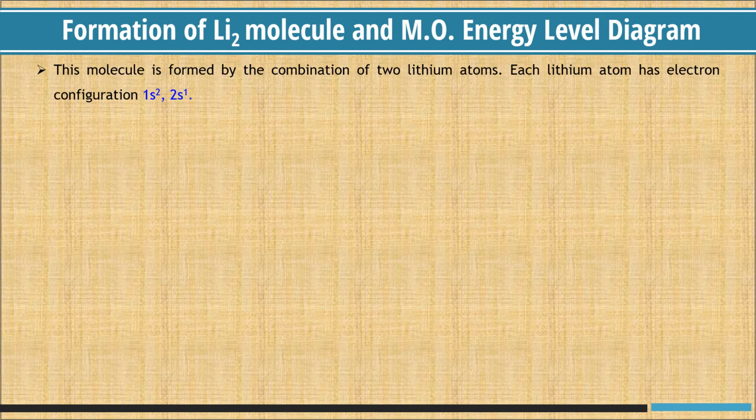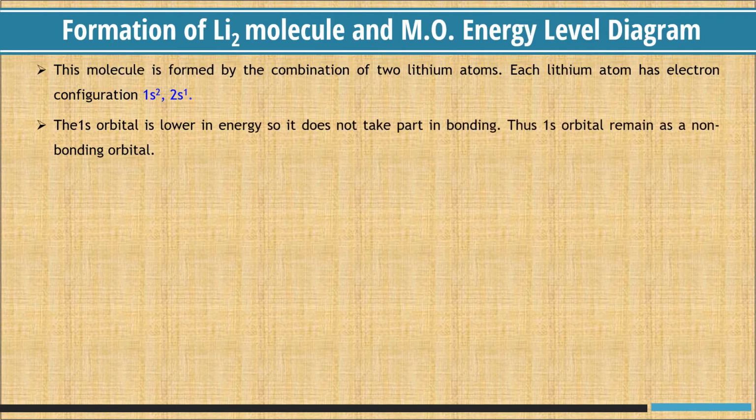This molecule is formed by the combination of two lithium atoms. Each lithium atom has electronic configuration 1s2, 2s1. The 1s orbital is a lower energy orbital, so it does not take part in chemical bonding. Thus, the 1s orbital remains as a non-bonding orbital. Only the 2s orbital with its one electron in the atomic orbital takes part in bonding.